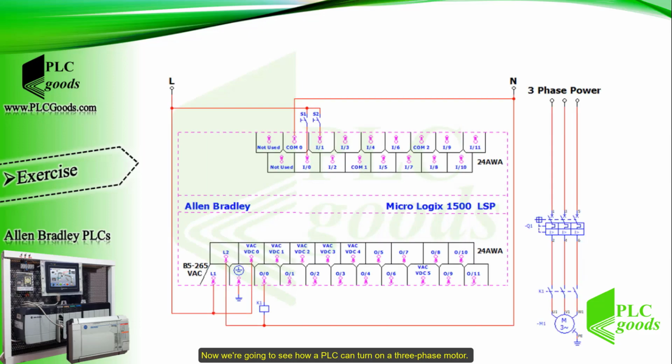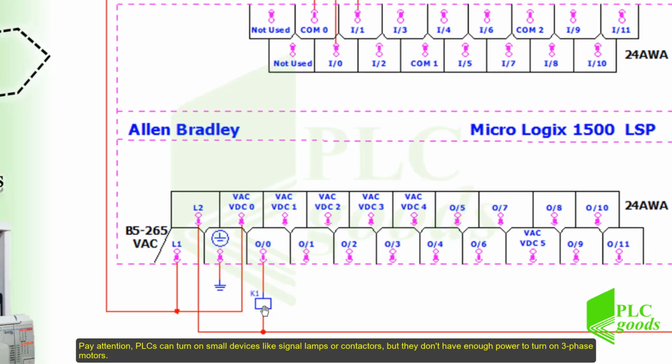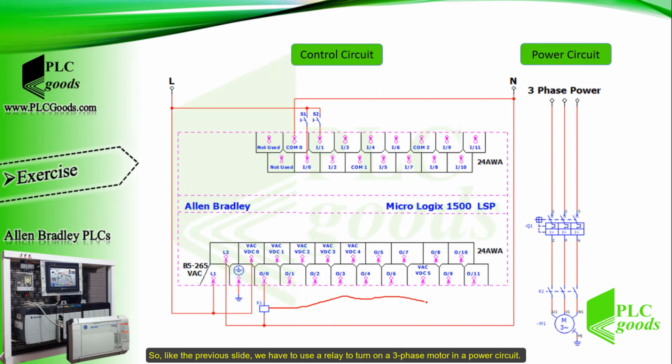Now we are going to see how a PLC can turn on a 3-phase motor. Pay attention, PLCs can turn on small devices like signal lamps or contactors, but they don't have enough power to turn on 3-phase motors. So like the previous slide, we have to use a relay to turn on a 3-phase motor in a power circuit.